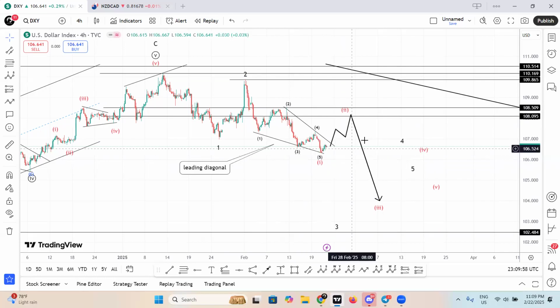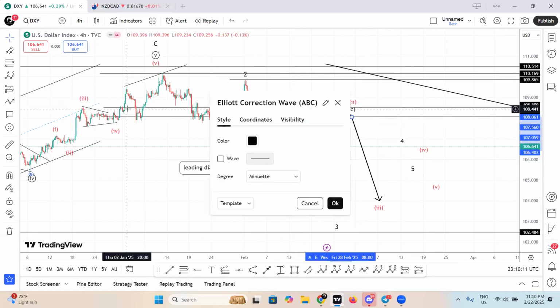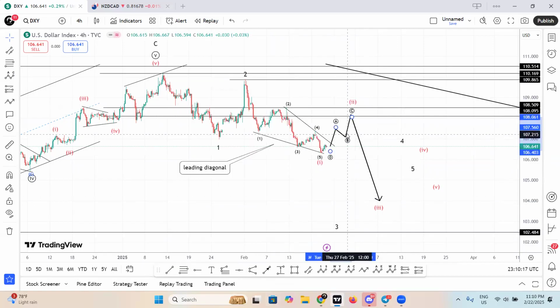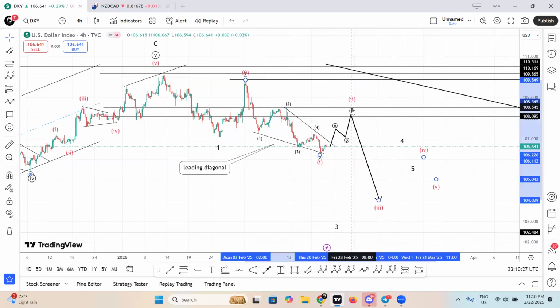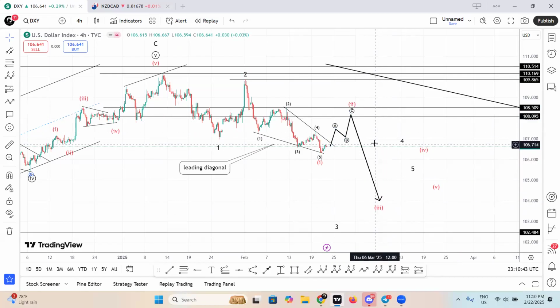So what do we expect this week? This week we expect price to make a correction ABC to the upside. This is what we expect the dollar index to do: a correction ABC to the upside to form minute wave two, micro wave ABC of minute wave two, before we move to the downside for wave three, which is the impulse move to the downside. So this is what I'm expecting from the dollar this week.